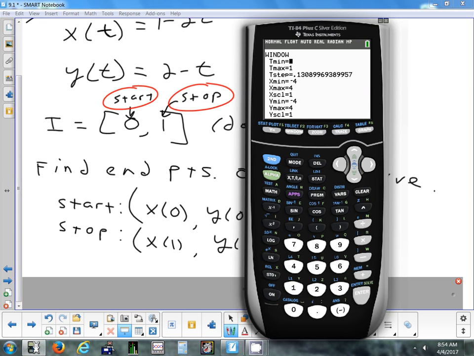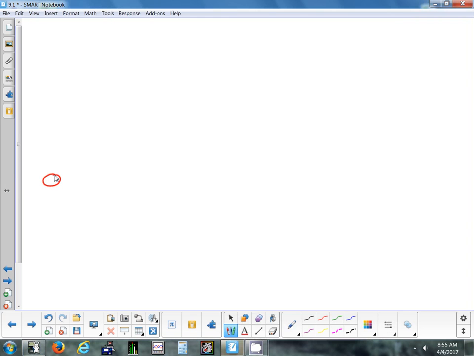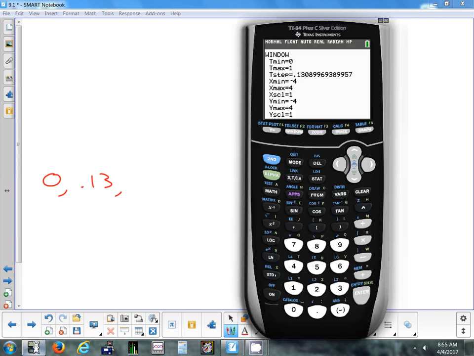All right, let's look at that t-step for a second. When you graph something parametrically, the calculator is going to plug in a bunch of numbers between 0 and 1 to try to get an idea of what the graph looks like. In this particular case, these are the numbers the calculator plugs in. It's going to start by plugging in 0 for t. Then it's going to plug in 0.13. So the calculator is going to go from 0 to 1 by 0.13. It's actually 0.130, but I'm rounding it to 0.13.